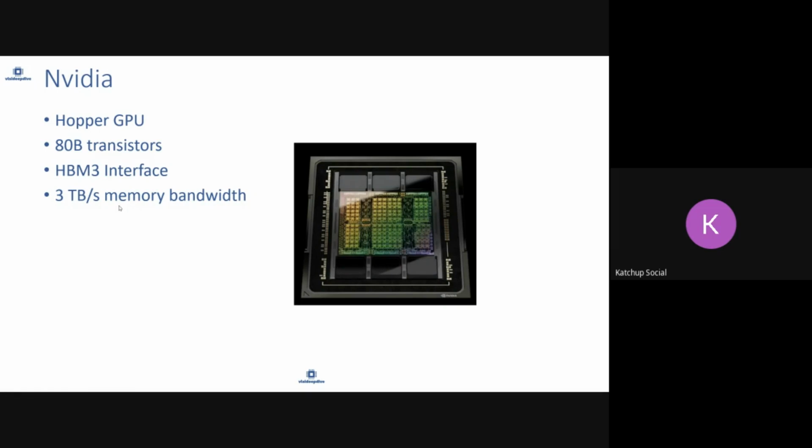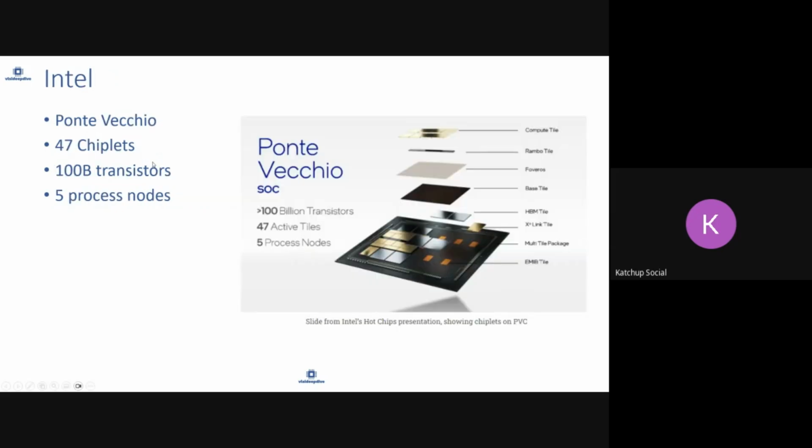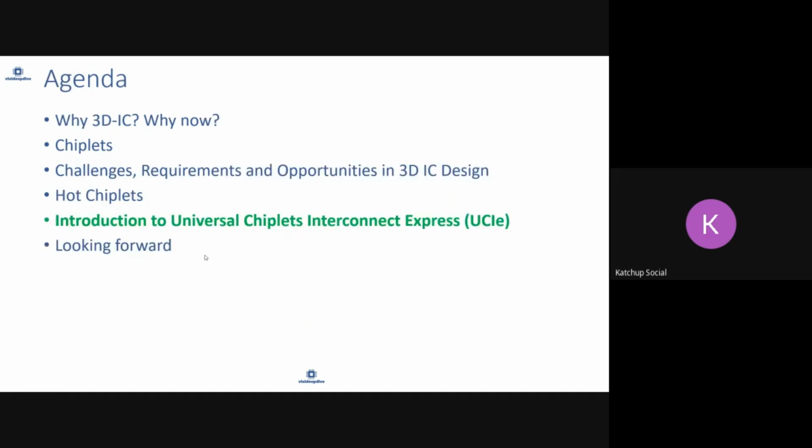And as I said, for AI chips, memory bandwidth is the key. So that's what NVIDIA enabled using this technology, using these hot chiplets. Intel Ponte Vecchio: 47 chiplets, 100 billion transistors, 5 different process nodes. There is a multi-die package with compute tiles, and with 47 chiplets, 5 different process nodes were used. So again, one of the SoCs which uses this technology to get high performance.